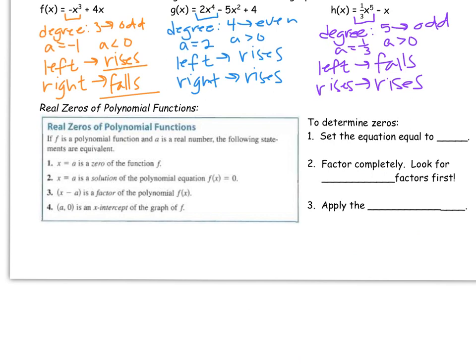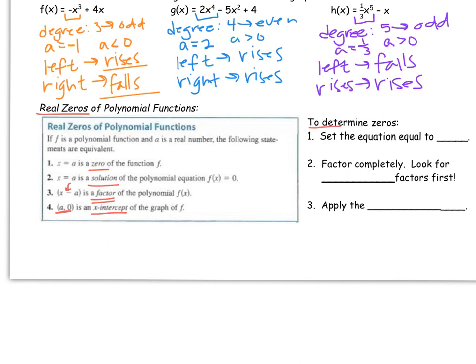Up next, we have real zeros of polynomial functions. There are lots of terms that describe what a zero is for a function. You could just say zero. You could also say solution. And if you change the sign on the inside, you could say that you have a factor of a polynomial. If you write it as an ordered pair, last but not least, you could have an x-intercept. All of those terms are synonymous to finding the zero or the root of the function.